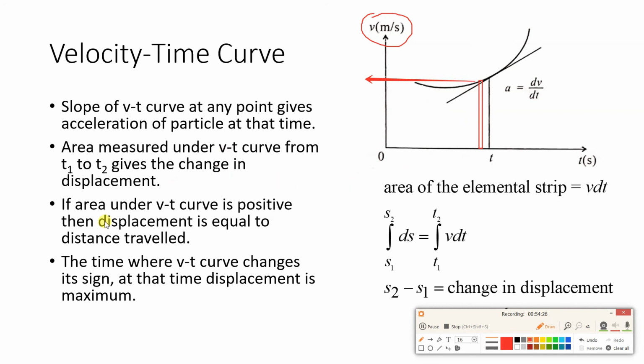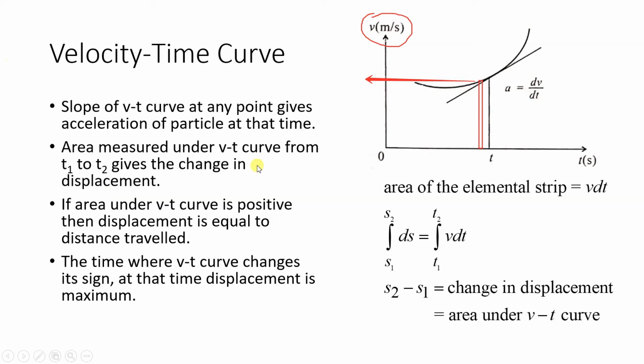Now next 2 points, we will go through these points and again come back when we are solving numericals. So what are these points? If area under Vt curve is positive, then displacement is equal to distance traveled. We will see meaning of this later on. Next point, the time where Vt curve changes its sign. So suppose Vt curve is going in negative y direction, so it will change its sign. At that time, displacement is maximum.